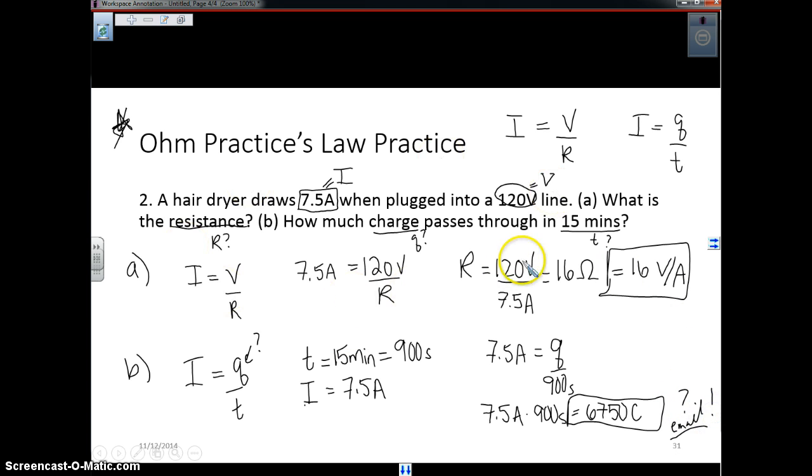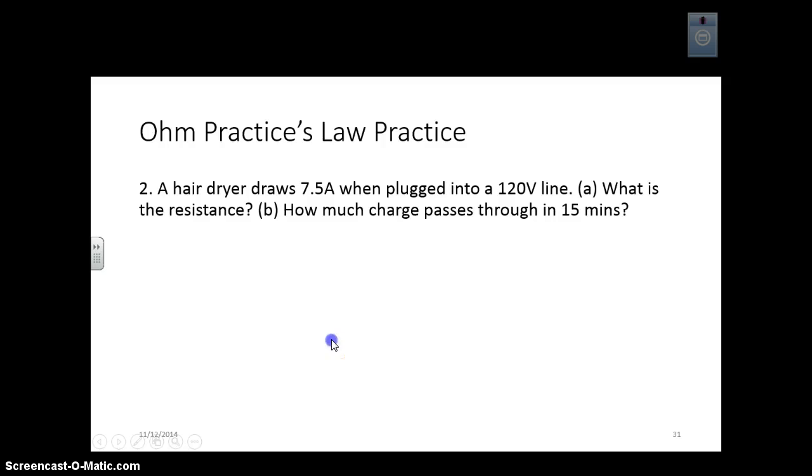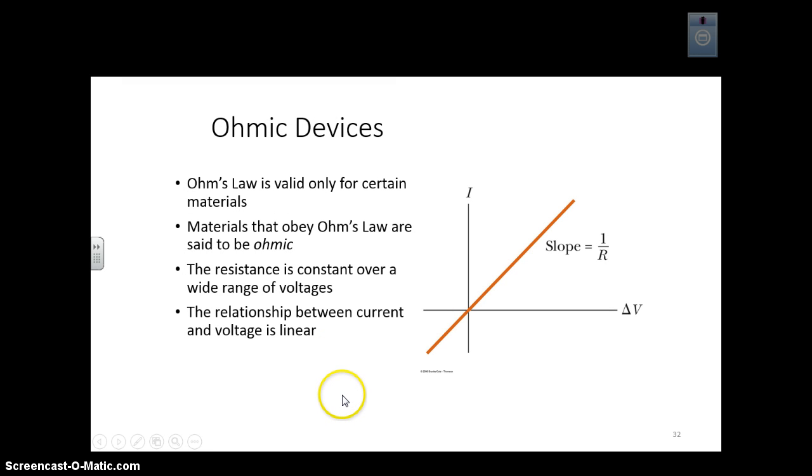You'll see this on your homework as well. Ohm's law is a linear relationship. When you plot I and V on a graph, you'll get a linear line. Pretty cool. These things obey Ohm's law. We could say they're ohmic devices. So things like a resistor are ohmic. Let's write that in there.